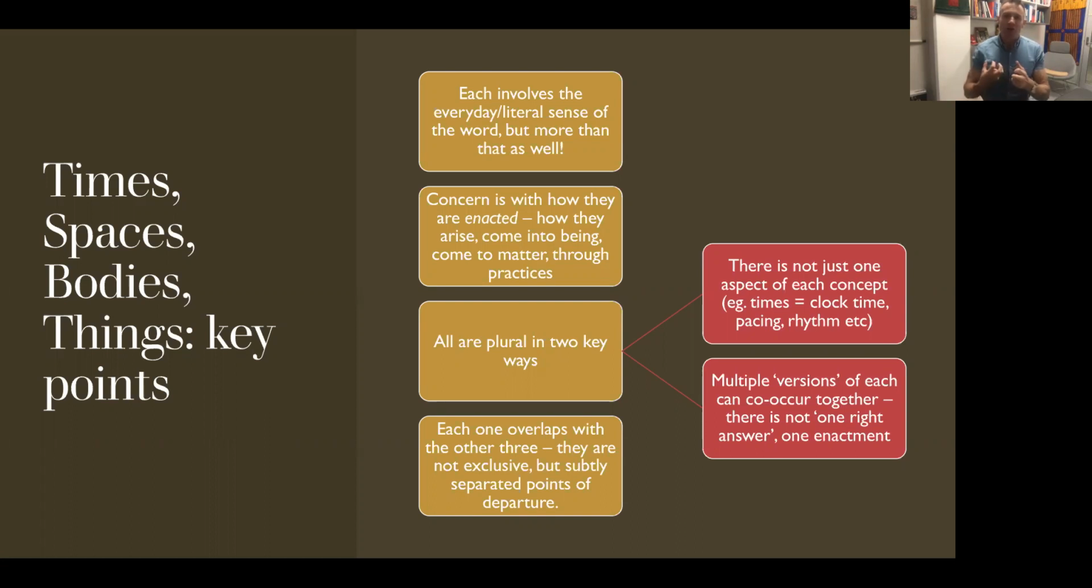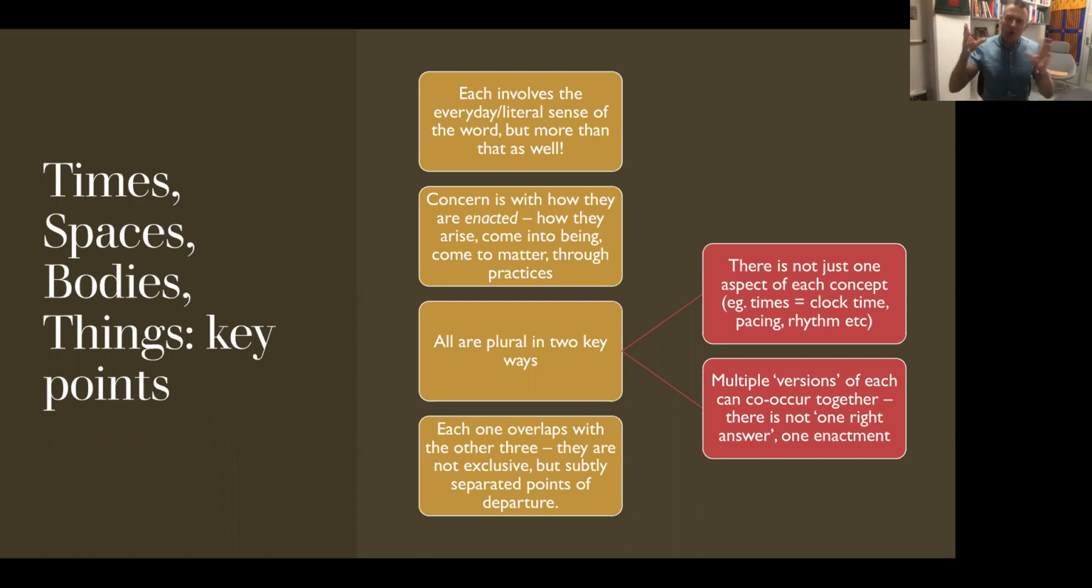Because of the practice theory background to this framework, I'm really interested in how they are enacted. They're not just things that exist outside of the things that people do in their lives. So I'm suggesting that times come into being through the practices that we pursue in our everyday lives and in our work. Times come to matter through practices and the things that we do in life. Same with spaces. It's not just a container that we inhabit. Spaces are made, they are enacted through the things we do, the things we say, and the way we relate to one another.